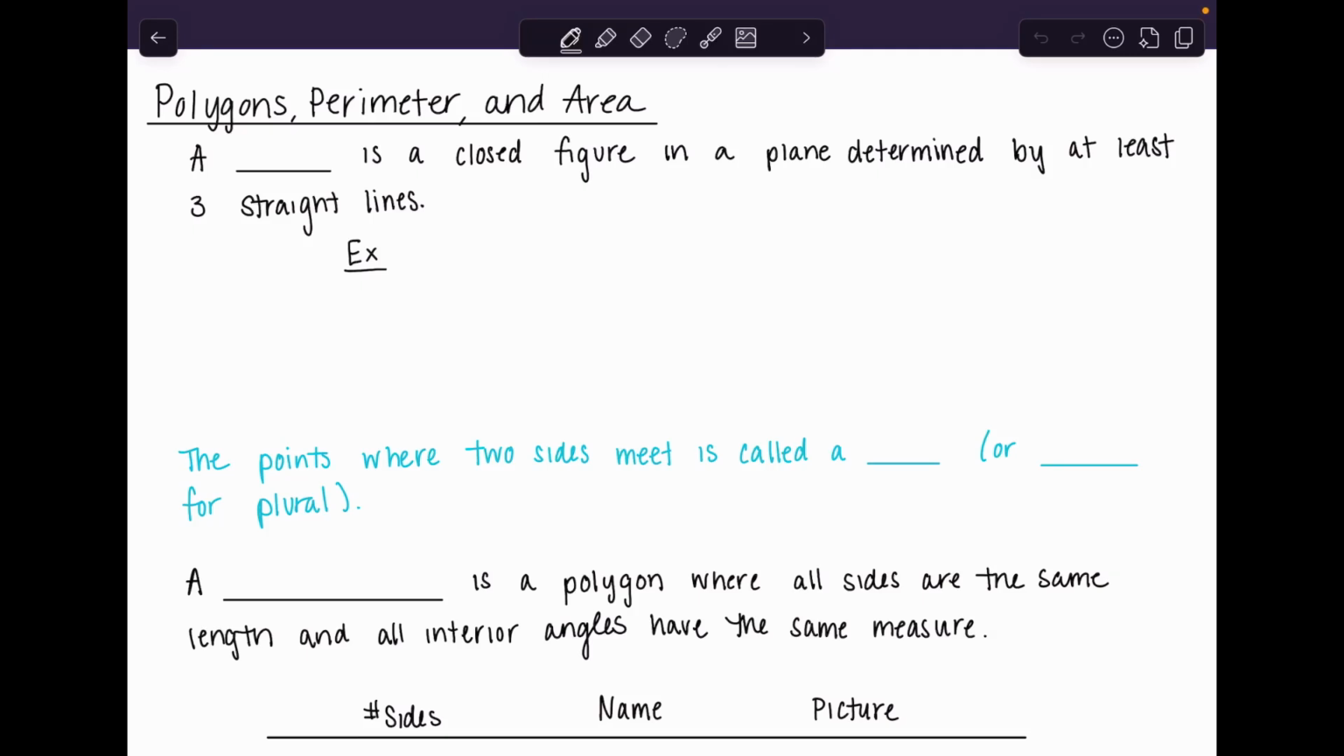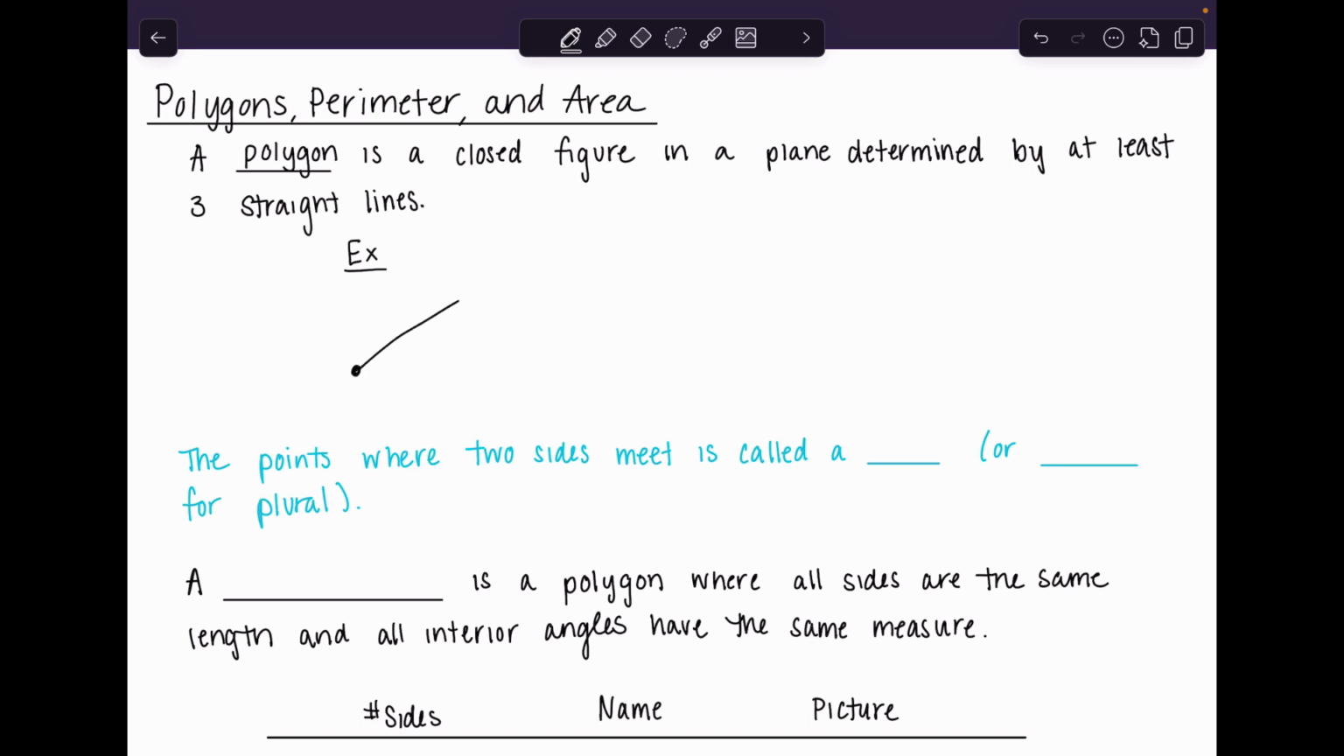So we talked about triangles really extensively, but now we're going to extend the idea and talk about what if you have three sides or more than that. This is a concept called polygons, and then we're also going to talk about the perimeter of those and the area. So a polygon is just a closed figure in a plane that's determined by at least three straight lines.